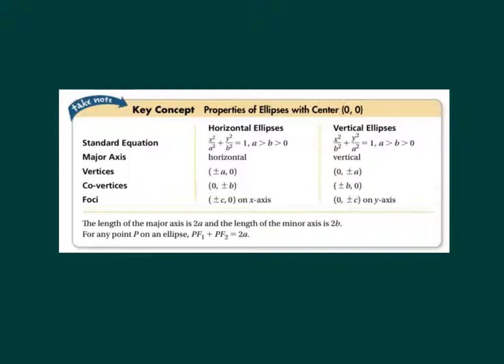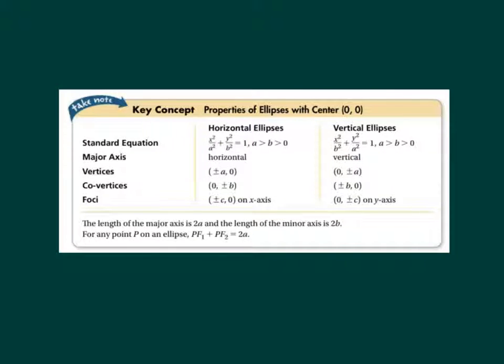So here, the standard form for the equation of an ellipse, horizontal looks like this, vertical looks like this. Notice they look very similar. We have x squared over a squared plus y squared over b squared equals 1. And that's another important note, that it always equals 1. Always. But notice it says a is bigger than b is bigger than 0. That's the same in both.